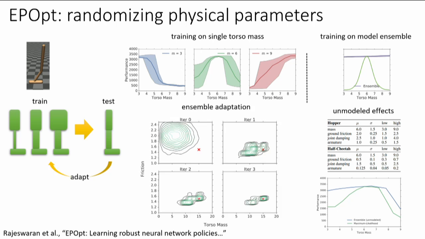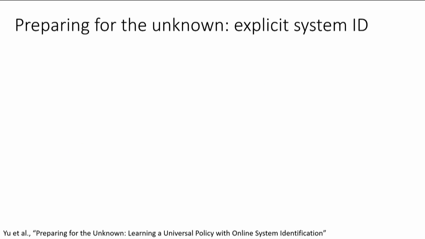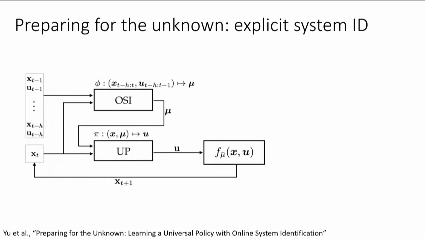Okay, but let's now talk about the other point, the one that Murtaza raised, which is, can we actually add some knowledge of the physics of the variability between models into the system to get better results? And that's actually the idea in this paper called Preparing for the Unknown. So the idea here is that we'll also train on a diverse set of different physical environments, but now we'll actually separate our policy into two parts.